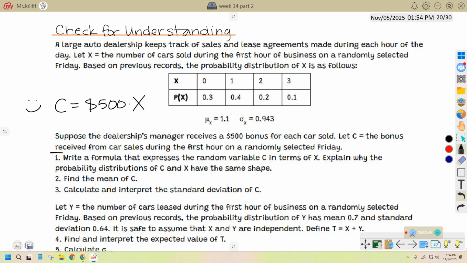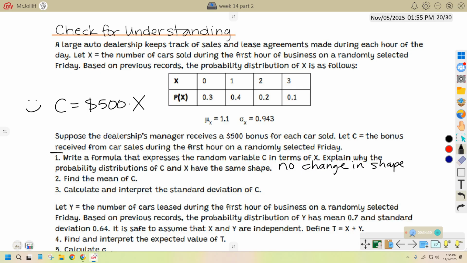Relate the variables. Explain why the probability distributions of C and X have the same shape. So what are we doing to get from X to C? Multiplying by a constant. And we know multiplying by a constant shifts the mean. Yeah? It changes the standard deviation, but it doesn't change the overall shape. Symmetric will still be symmetric. So no change in shape.